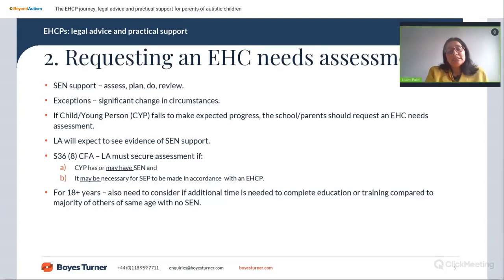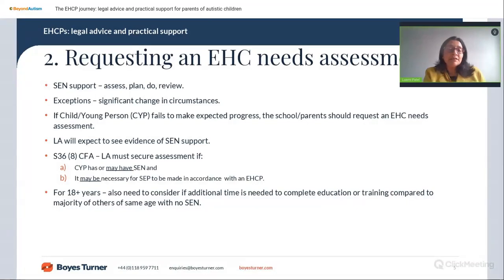Now, Section 36, subsection 8 of the Children and Families Act says that the local authority must secure an assessment if the child or young person has or may have special educational needs, and it may be necessary for special educational provision to be made in accordance with a plan. So there are two mays as part of that test. It's a two-part test. The first part of the test is fairly straightforward, and generally families don't have problems with that part of the test.